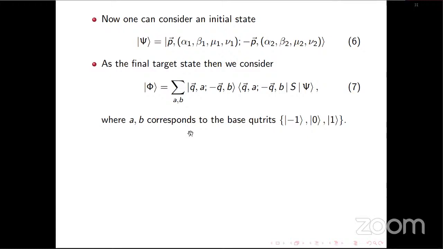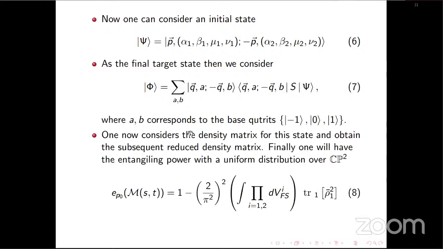Yeah, okay, thanks. Now one can consider the density matrix starting from phi, constructed the usual way, and obtain the subsequent reduced density matrix. And then one will have the entangling power with a uniform distribution over CP2, because actually it is two copies of CP2.